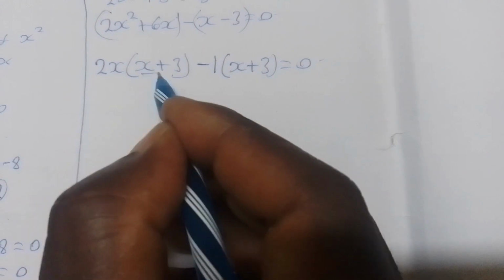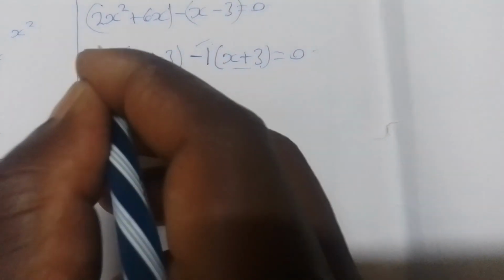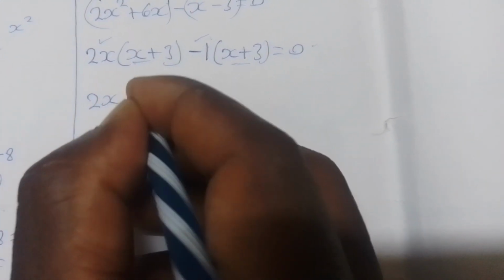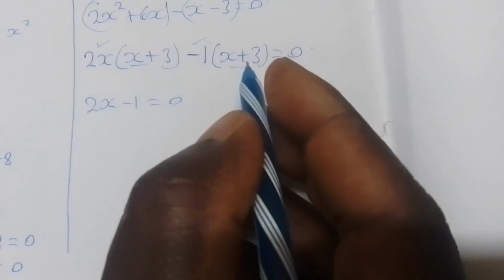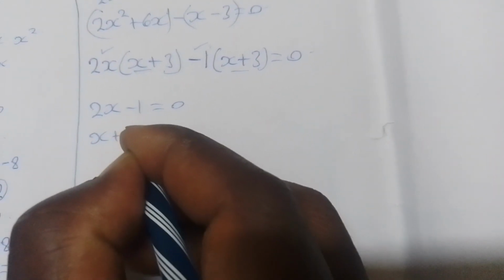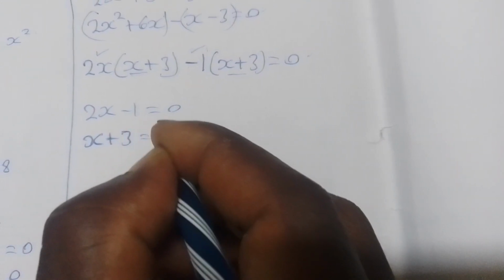Because this one and this one are the same, you take them and group them together. This one is 2x minus 1 is equal to 0, or x plus 3 is equal to 0.